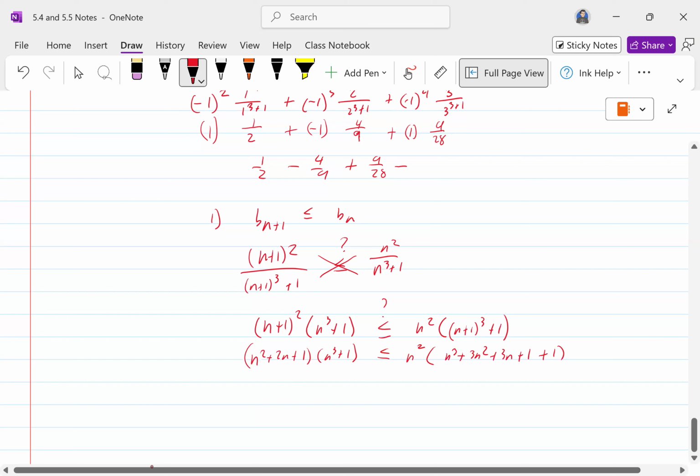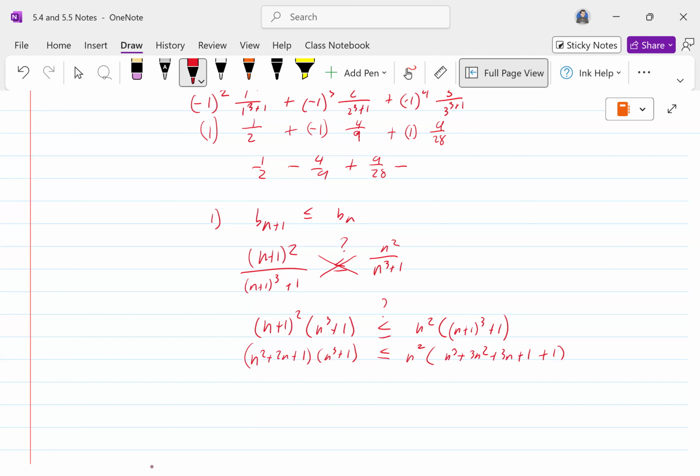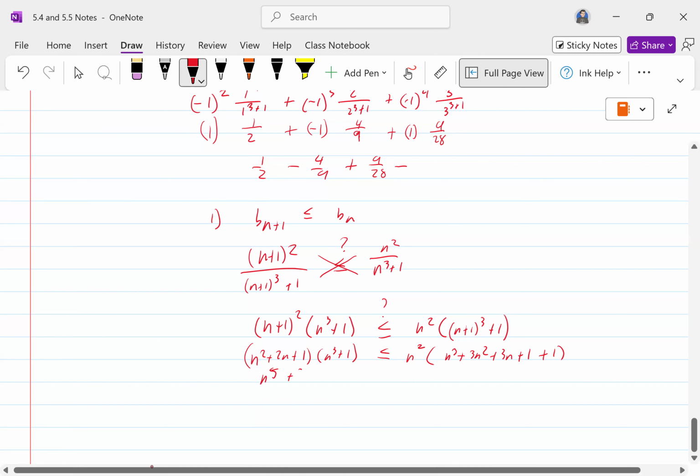Okay, let's add a 1. Let's distribute this out. I would get n to the 5th plus 2n to the 4th plus n cubed plus n squared plus 2n plus 1. Is that less than or equal to n to the 5th plus 3n to the 4th plus 3n to the 3rd plus n squared plus n squared, which is 2n squared? I'll just write that as 2n squared.